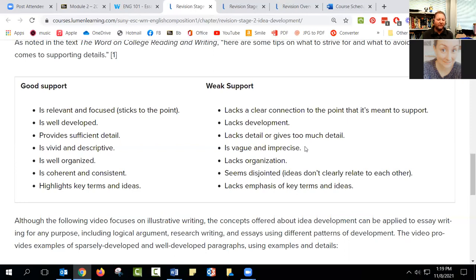So again, think about that kind of imaginary audience that you're writing to, and that'll help you understand if you have that sweet spot in the middle of plenty of detail that really helps them understand your point, but not so much that they become bored reading it, right? And this is more about the style, right? Is it vivid and descriptive?